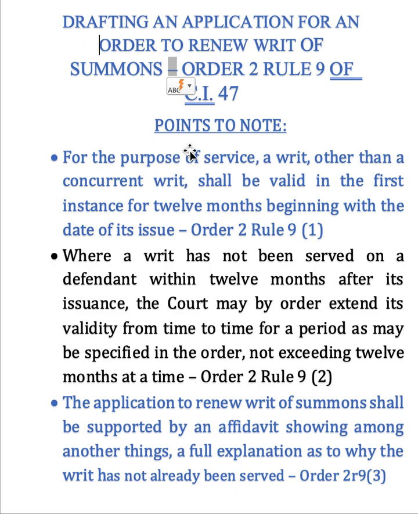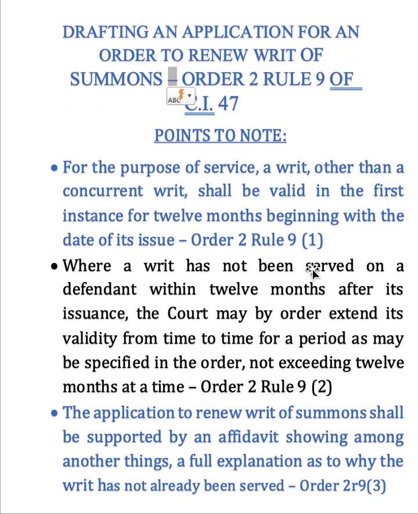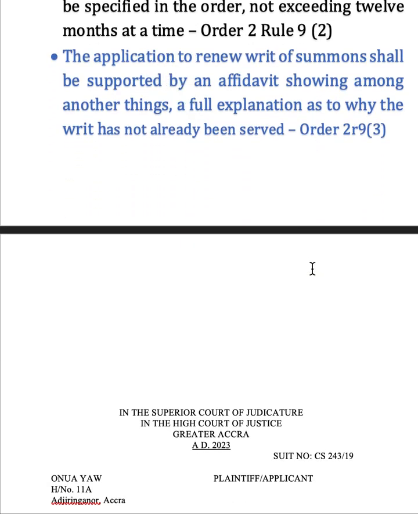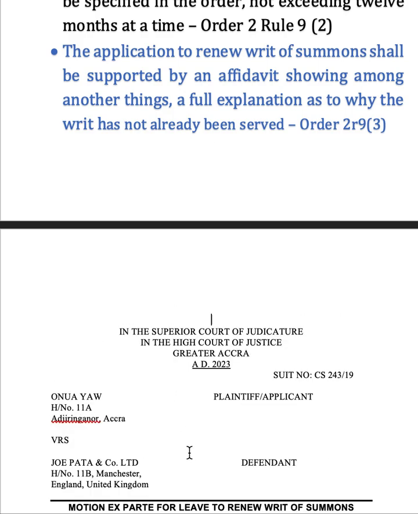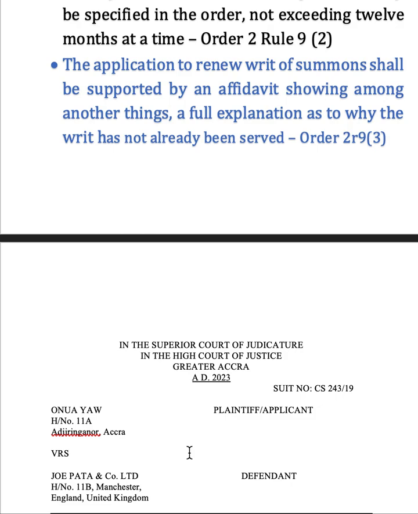So bear in mind these critical pieces of information as we begin the drafting of the application. Remember, the writ is valid for 1 year. The court also has the power to extend the validity. But when they extend the validity, it shall not exceed 1 year. And when they are extending the validity, bear in mind, you must, in your affidavit, demonstrate why you were not able to serve the writ when it was first issued. So we can begin with the drafting. And these pieces of information will inform what goes into our drafts.